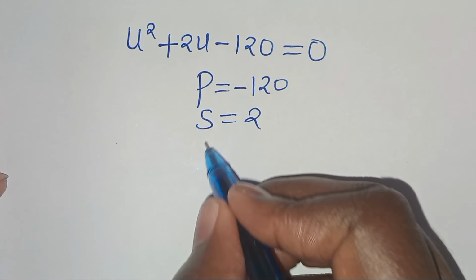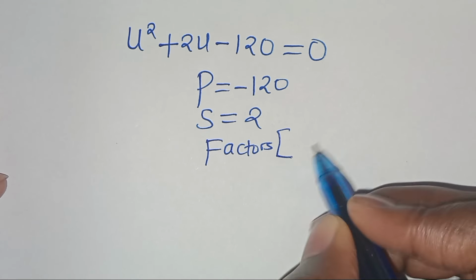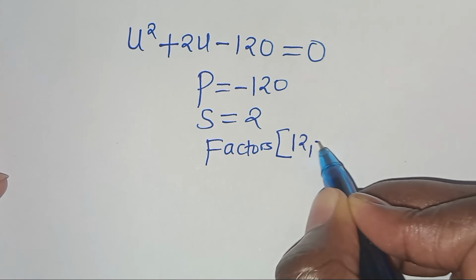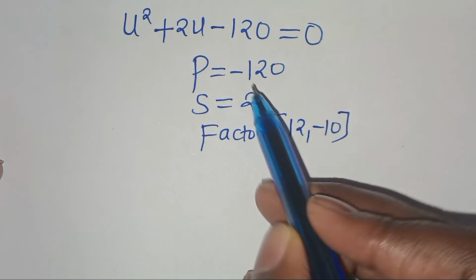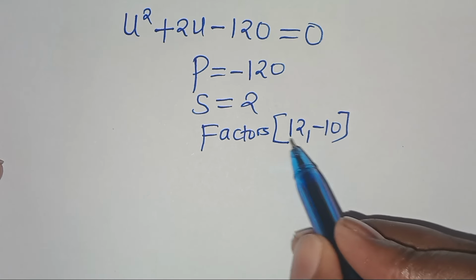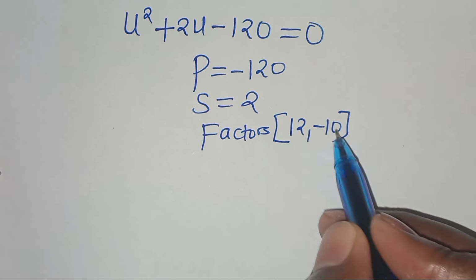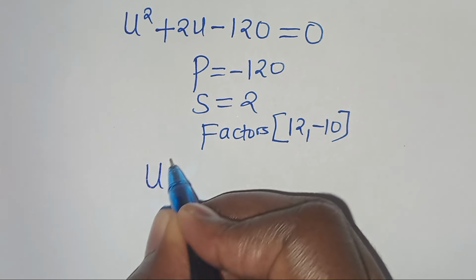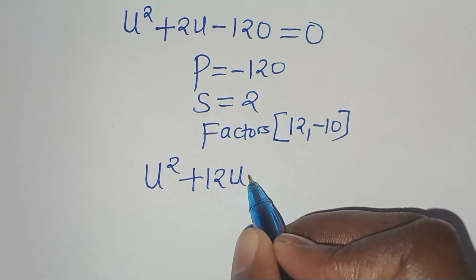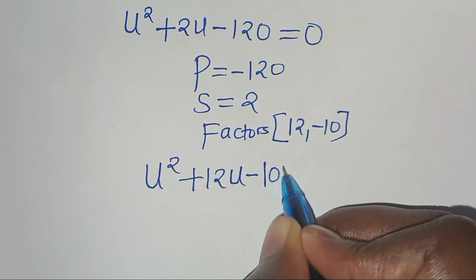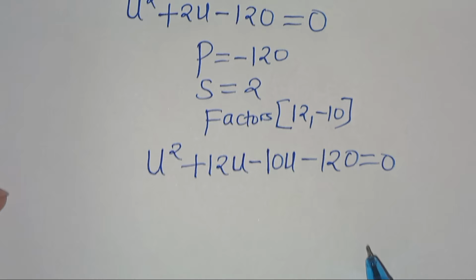So we can identify two factors such that if you multiply those two factors, we have a value of minus 120. If you say 12 times minus 10, this is minus 120. Then if you say 12 plus minus 10, this is equal to 2. So let's substitute these two factors so that we have u squared plus 12u, then subtract 10u minus 120. This is equal to 0.